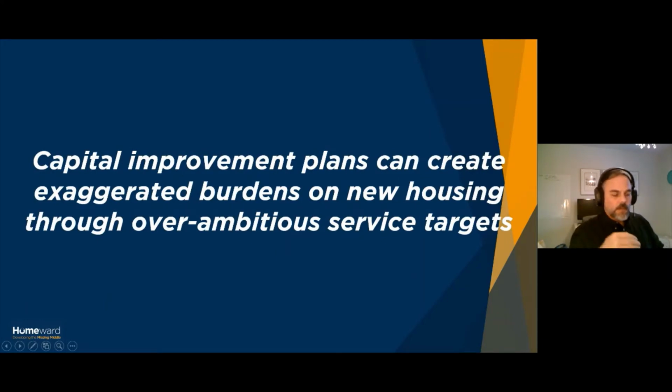Quite often we see capital improvement plans, again, particularly in rural communities and small urban centers. These capital improvement plans are creating exaggerated burdens on new housing by being overambitious in terms of their service targets. A perfect example of this is, not that long ago, there was a fair amount of interest and money being put into communities who wanted to develop multi-use recreation centers, right?